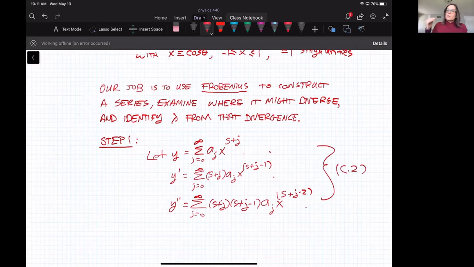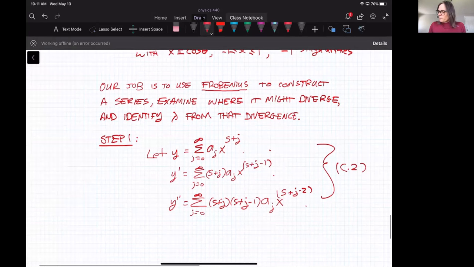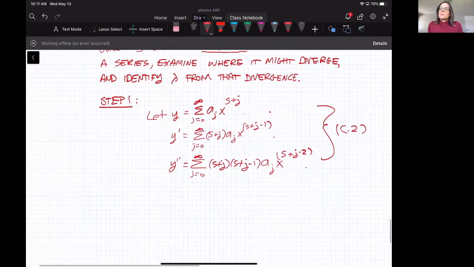Okay, so now this should always be your first step when you're doing any kind of series solution, is to just start off and recognize, and this is going to be the same no matter what problem you're using, the values for y and y prime and y double prime are going to be the same. So that's the first step.